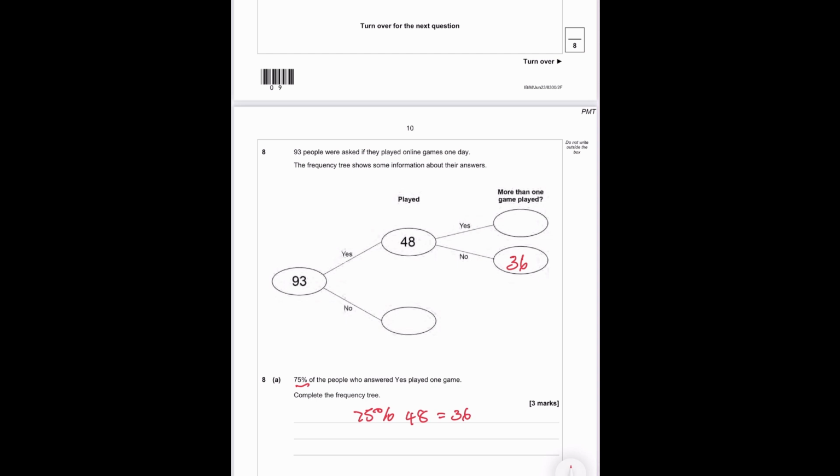The number that played more than one game is going to be 12. And we know that 48, add this number is 93. So 93, take away 48, gives me 45.